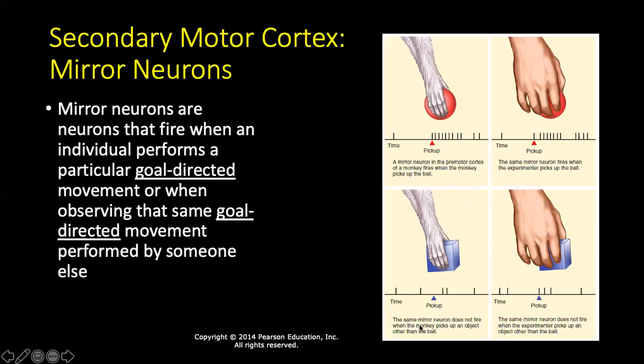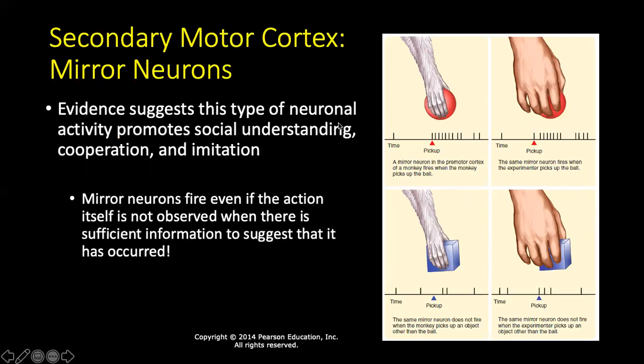It also, in this case, this neuron does not fire when picking up a different object, and it doesn't fire when the experimenter picks up that object either. So again, this is a specific action for a specific object. The goal is specifically picking up this ball, and this particular neuron only increases in firing rate when the animal or someone else is picking up that particular ball.